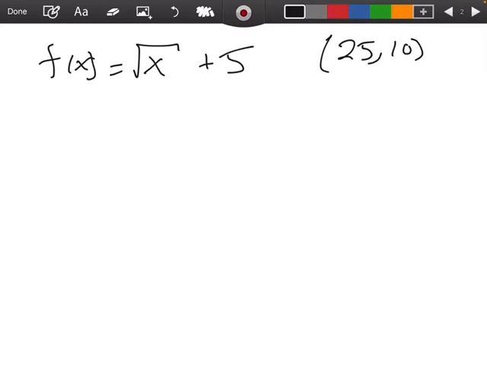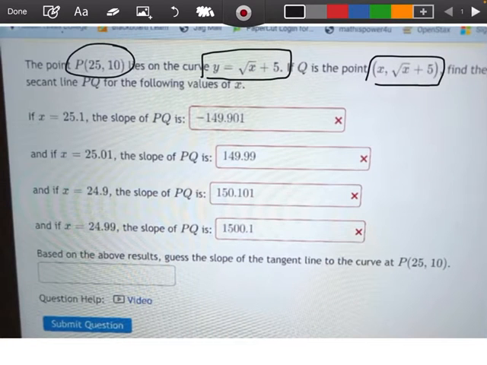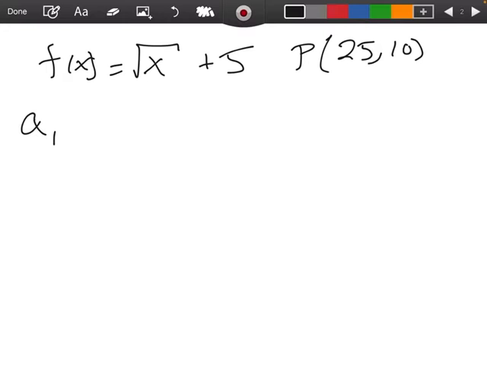Let's do this. We know that our function is f of x equal to the square root of x plus 5. And so the first point we have is (25, 10). That's my point P. And then we're given different values of Q. So I'm going to call them Q1, Q2, Q3, that kind of thing. So let's see, 25.1. I'm going to say x is 25.1, and then I'll find the y values in a second.